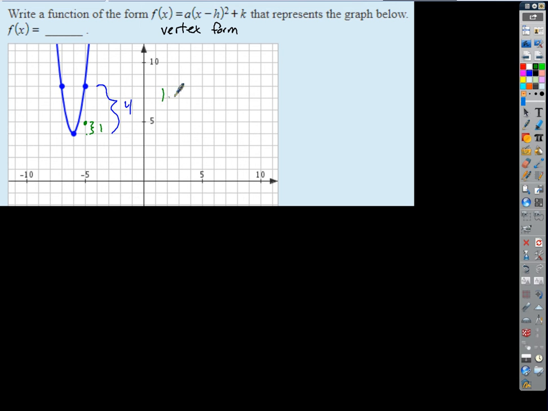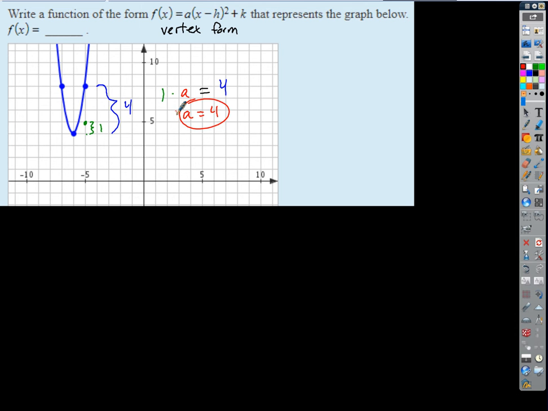So what are we multiplying by to make that happen? So 1 times a, whatever that is, has to equal 4. Well, we stretched it by 4, didn't we? We multiplied by 4. So we know a equals 4. That's the hard part. H and K are super easy. What are H and K? -6 and -5.